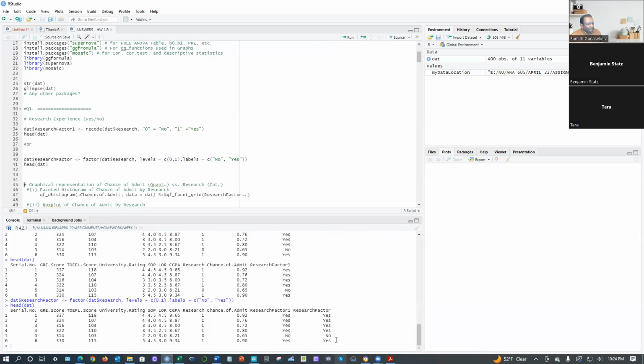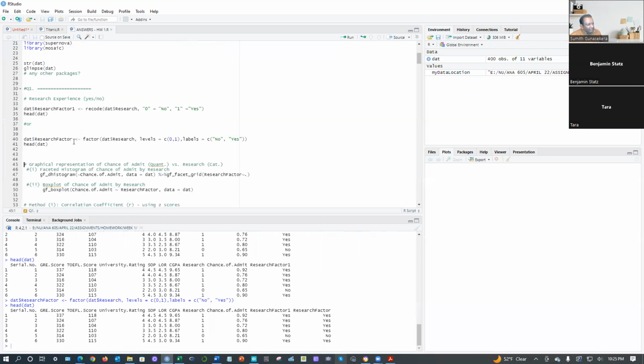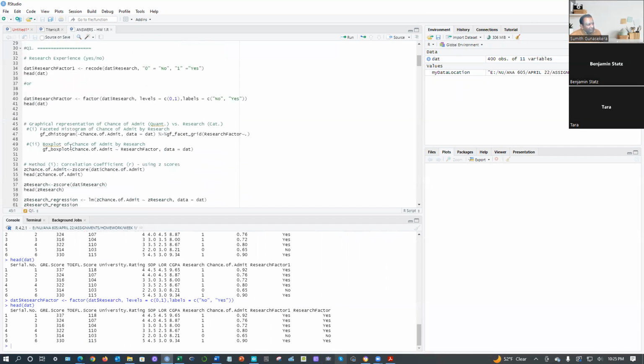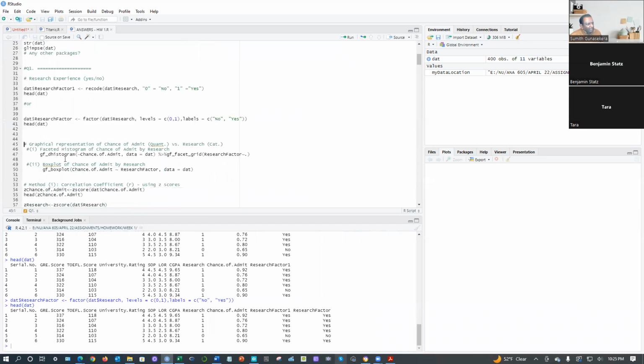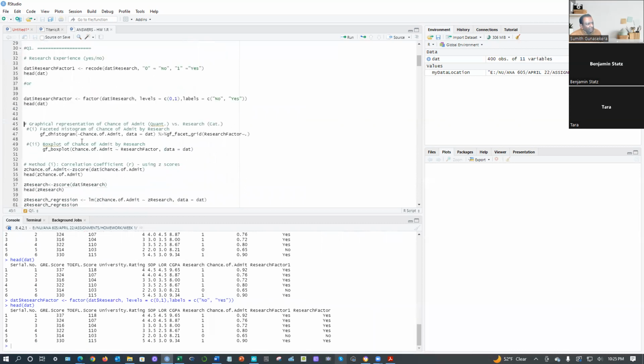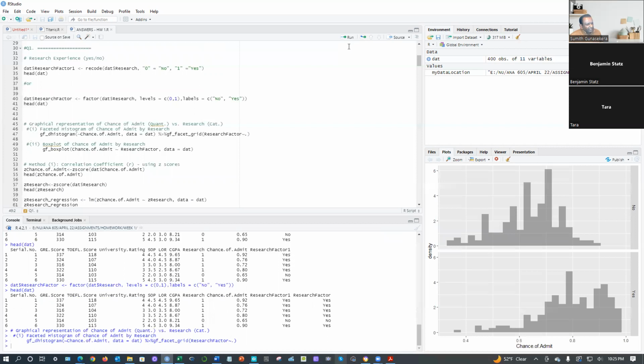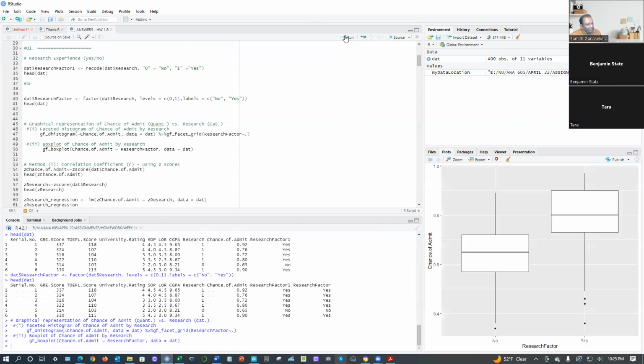It says yes or no. See, I call it with the two different ones. They will be saved back to that data set. Okay. See, research factor one, right there. Then you can graphically check the chance of admit, faceted with respect to that research factor. I'm using the research factor, yes, no. You can do the same thing. See, this one.